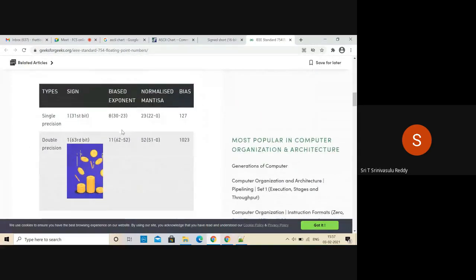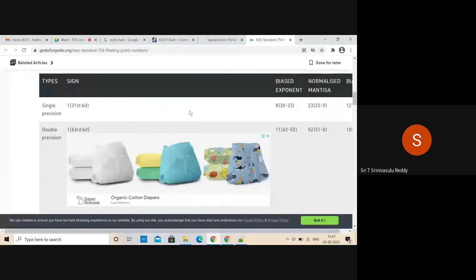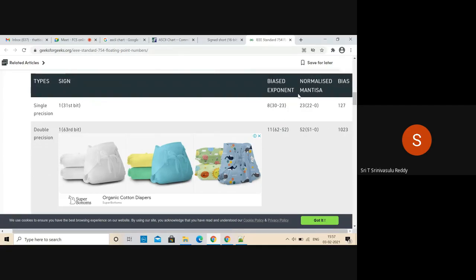And you can see here single precision, double precision, biased exponent. So 8 bits, 32 bits, and all this. The exponent is normally represented using a term called biased exponent. You have to pay attention to this biased exponent.